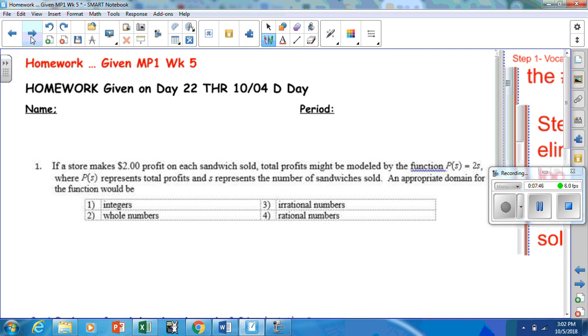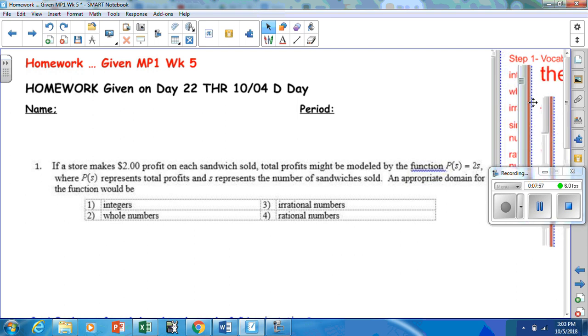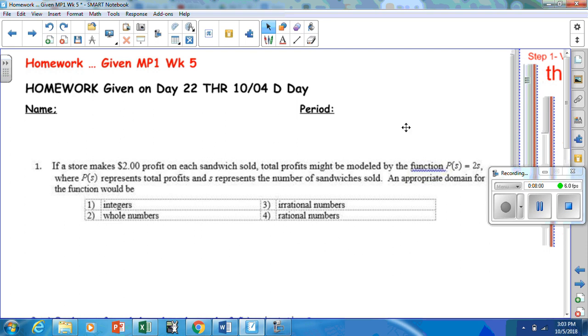This comes from Thursday, and it reads as follows. A store makes a $2 profit on each sandwich sold. The total profit might be modeled after this function: P of S equals 2 times S, where P of S represents the total profits and S represents the number of sandwiches sold. An appropriate domain for this function would be, again, an integer, a whole number, an irrational number, or a rational number.